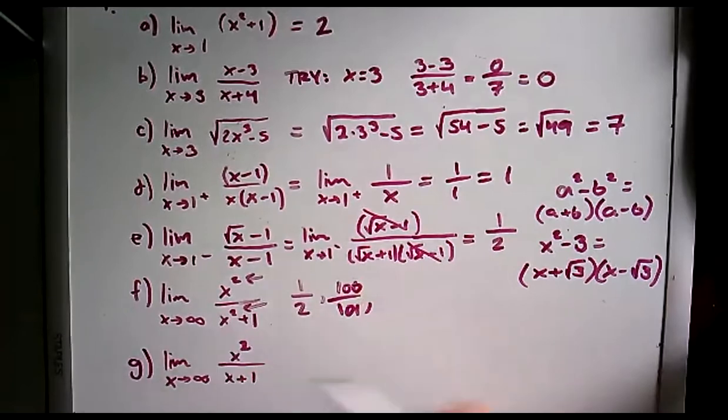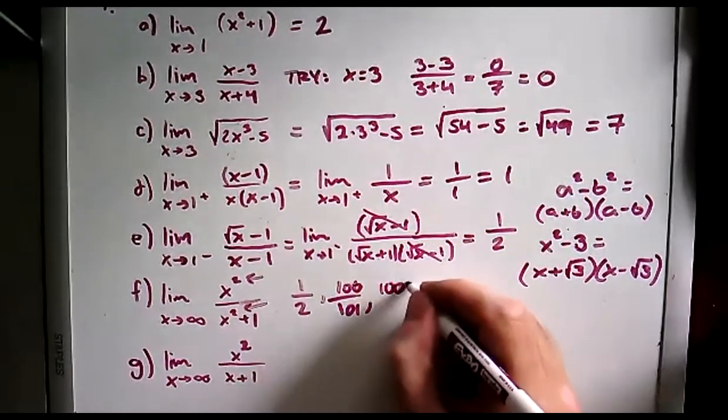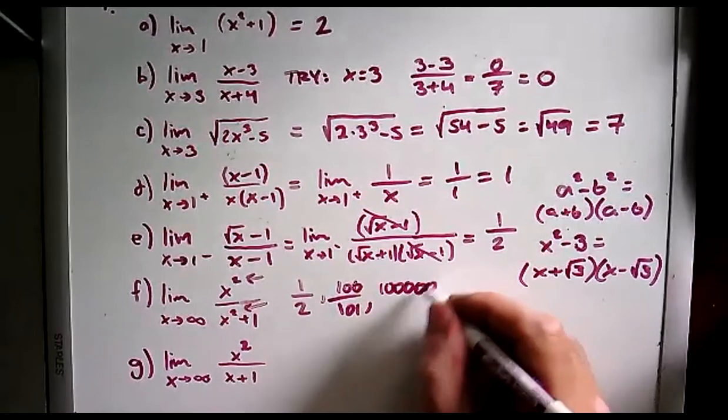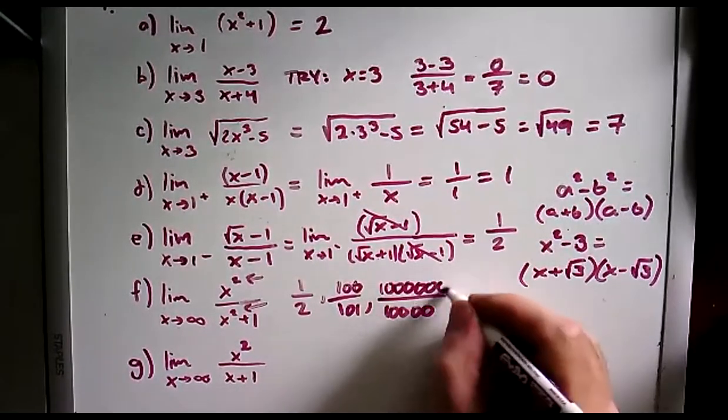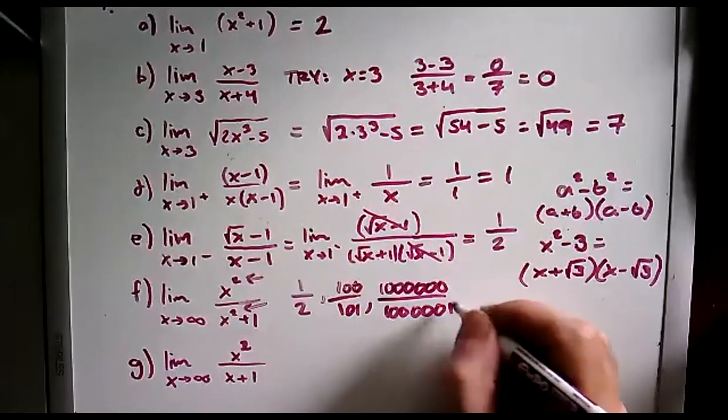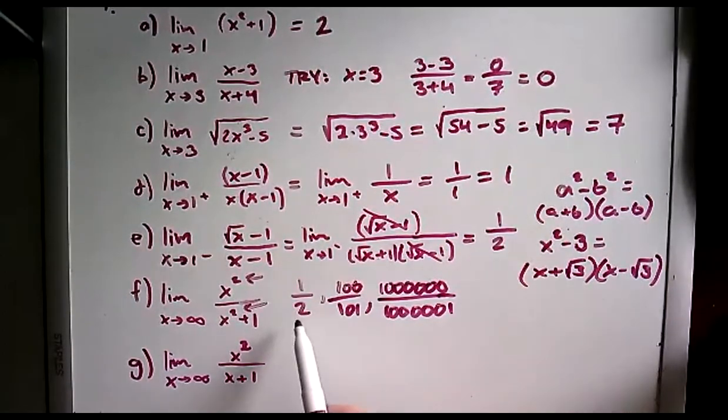If we let x equal 1,000, then we'd have 1,000,000 over 1,000,001. And what you're probably noticing, if I can actually write 1,000,000, there we go, is that these fractions are very close to the number 1. So we might already have a hypothesis about what's going on.